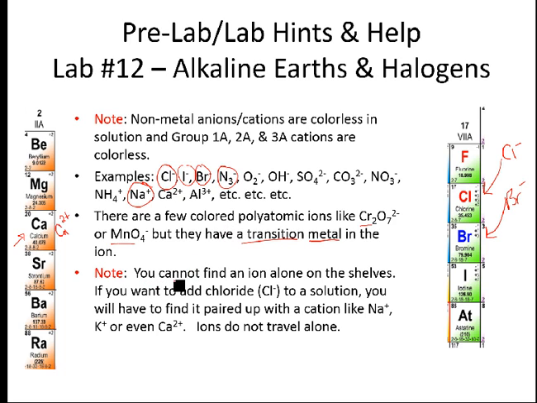Also be noted that you cannot find an ion alone on the shelves. If I wanted to go measure out some chloride, I can't find a pile of chloride ions lying around in a bottle. So I have to find them partnered up with somebody. I usually try to find them with something that won't react in the reaction. That is often sodium or potassium. Sometimes it would be calcium, but calcium, as we're going to find, has some interesting precipitation reactions. So ions do not travel alone.